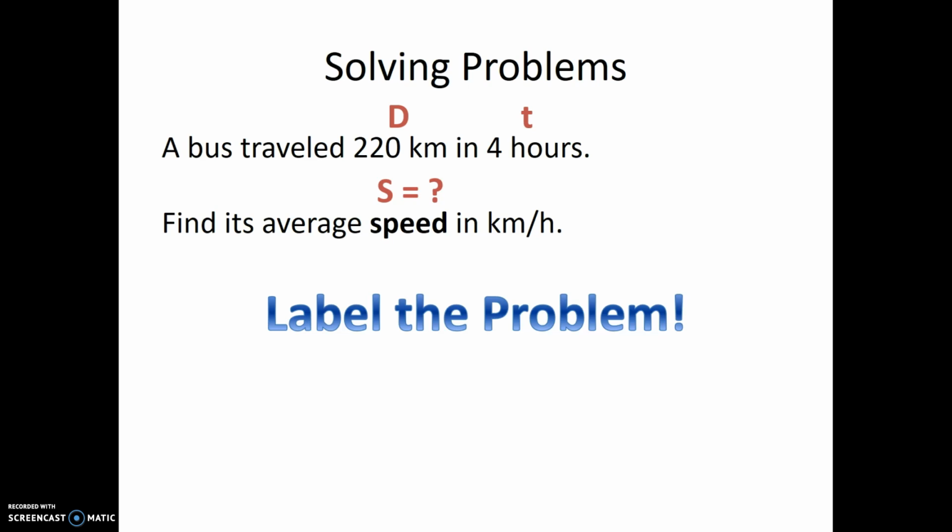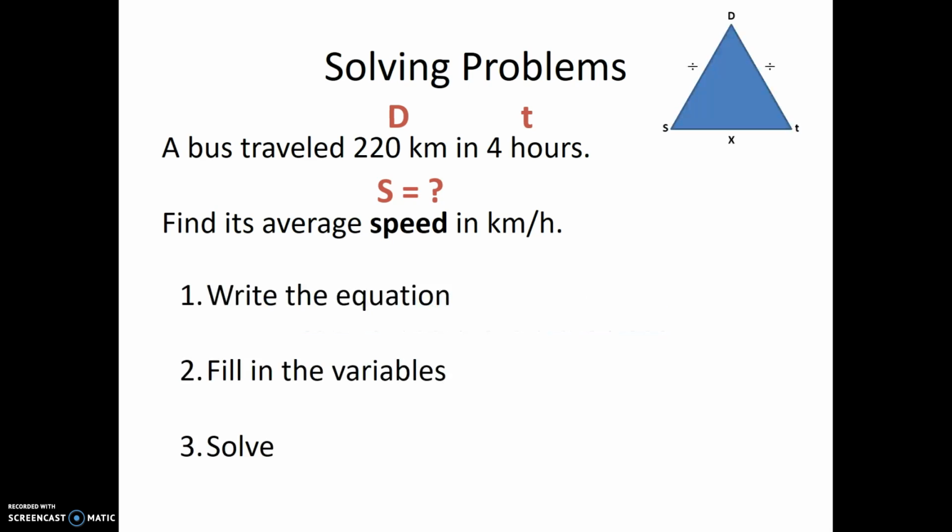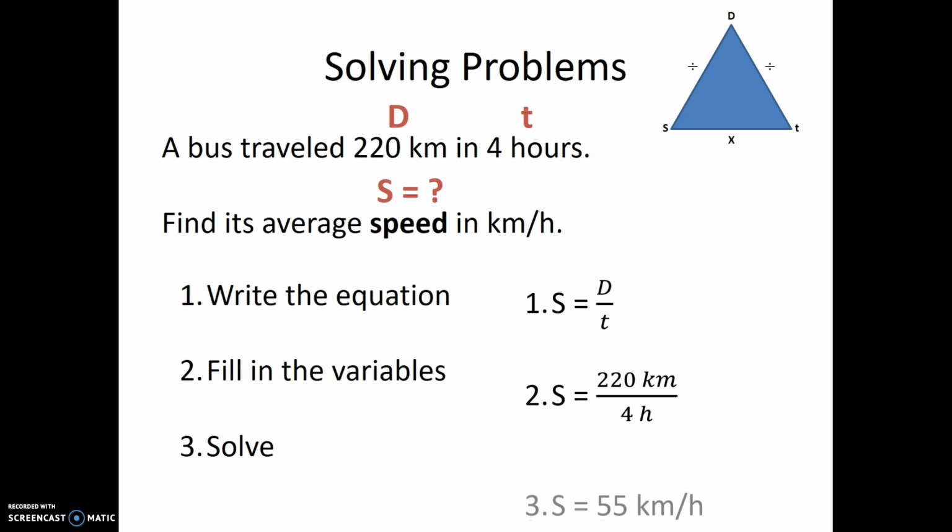Okay, let's set this up. Since we're looking for speed, we're going to use our speed formula. So remember, we're going to write 3 lines of work. They're going to be vertical. We're going to write the equation first, and in this case, it's speed equals distance over time. Then we're going to fill in the variables. Speed equals 220 kilometers over 4 hours. And then we're going to solve. Speed equals 55 kilometers per hour. So if we divide 220 by 4, we get 55.